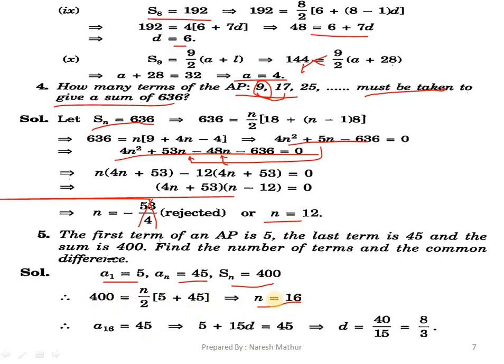Now put the value of n in any of the terms, because we are given n equals 16 and we have the last term, meaning we are given the 16th term. So a16 will be 45, a plus 15d. Simply get the value of d.